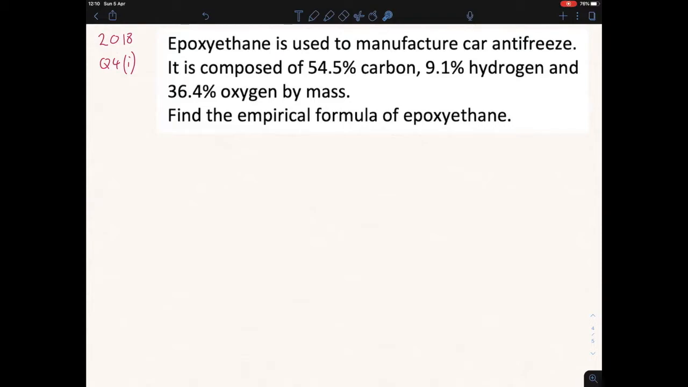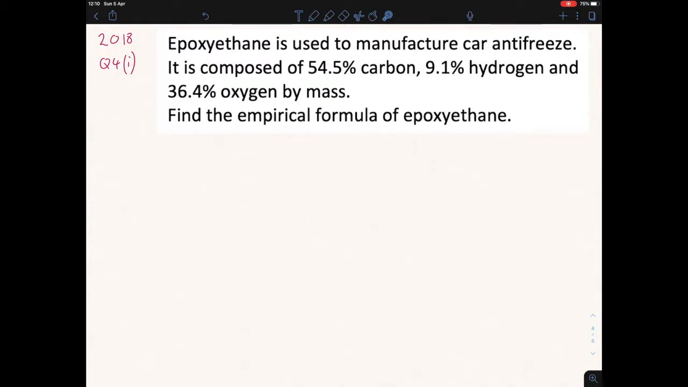So first off, they were given a name that they've never heard of before, an antifreeze and so forth, but that doesn't matter. You're asked to find out the empirical formula, and you could be asked to find the empirical formula of any formula or any name you haven't seen before. Let's just go down to the heart of it. We're told it's 54.5% carbon, 9.1% hydrogen, and 36.4% oxygen by mass.